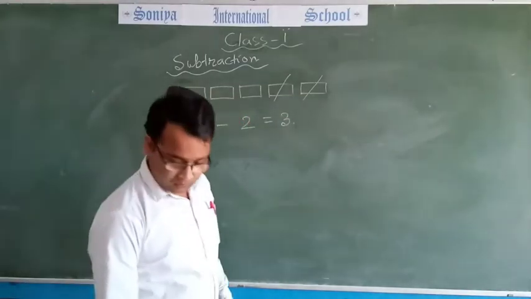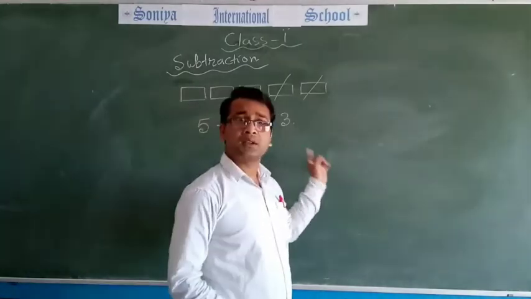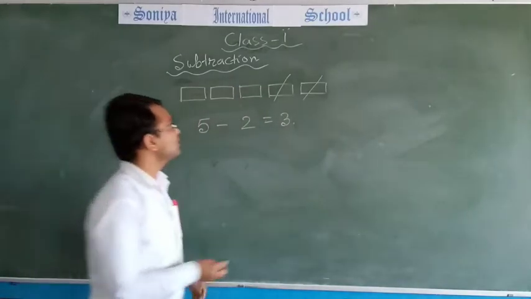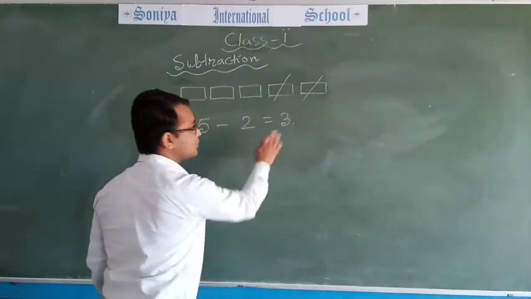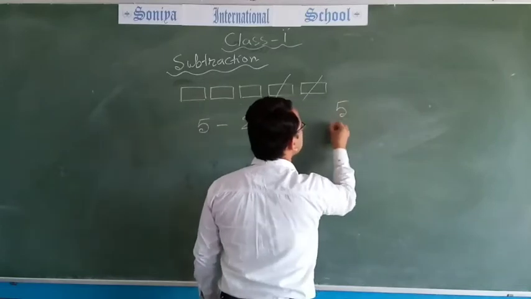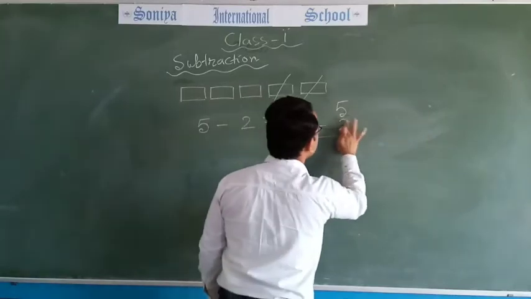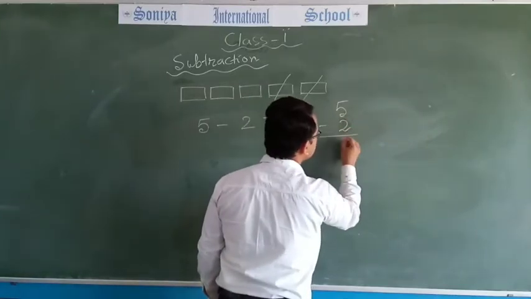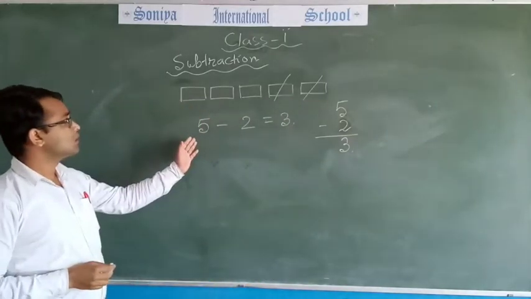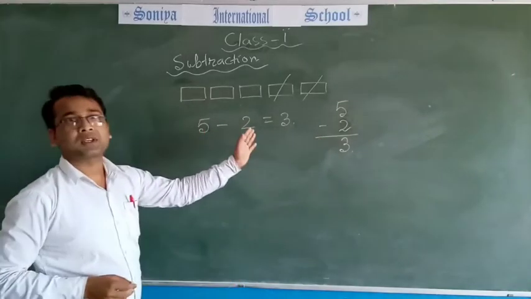We know one more way to write this subtraction. Let's watch. 5 minus 2 is equal to 3. Another way of subtraction.